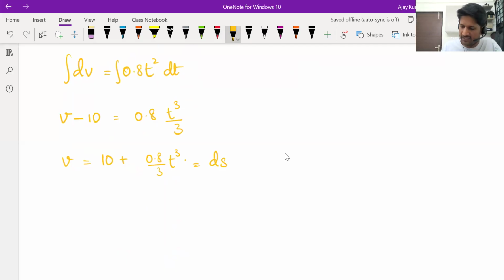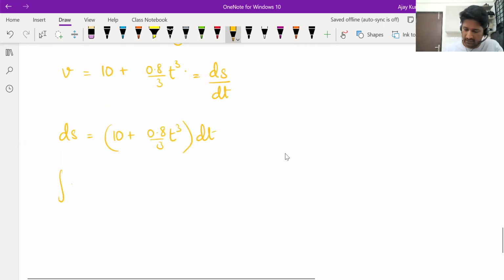You equate velocity. By definition, velocity is displacement by time, no? Or rate of change of position with respect to time. ds by dt you can write, or dr by dt, whatever you are comfortable with. Then you will get small displacement is equal to 10 plus 0.8 by 3 t cube whole thing into dt. Now you are in a position to solve the problem. Using this method itself, what you need is integral f ds. Okay, f dot ds, that is f ds cos theta.